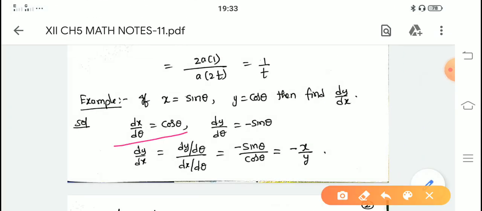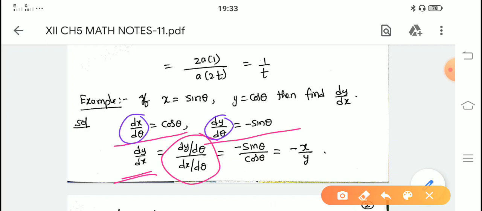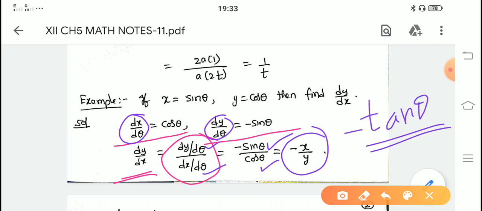So dx by d theta is cos theta, dy by d theta is minus sin theta. So dy by dx is equal to the formula dy by d theta by dx by d theta. So substitute dy by d theta and dx by d theta in this one, then you get minus sin theta by cos theta, which is minus tan theta. This is also an answer.